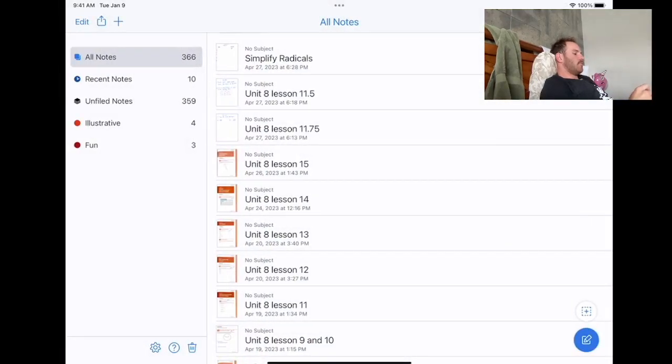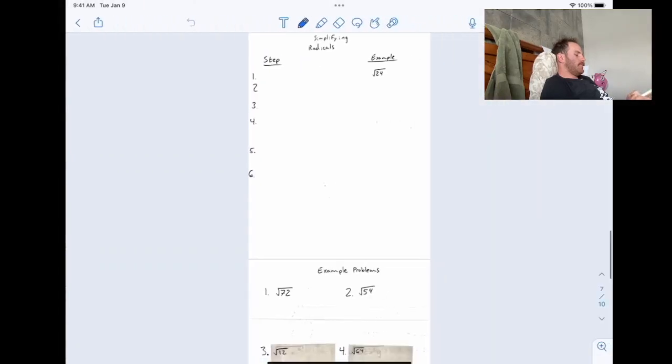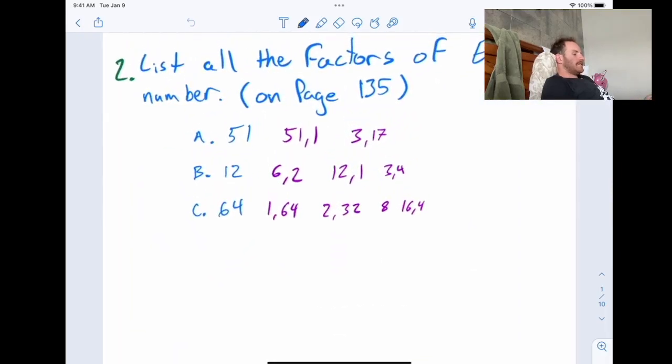Now, the starter today, oh geez, I don't have that up on there. What I was going to have y'all do was list all the factors of each number. Okay, understanding factors of numbers is key to simplifying radicals, all right? Now, if you've forgotten what a factor is, factors are numbers that when you multiply them by each other, they will equal that number. So it's numbers that can multiply into another number.